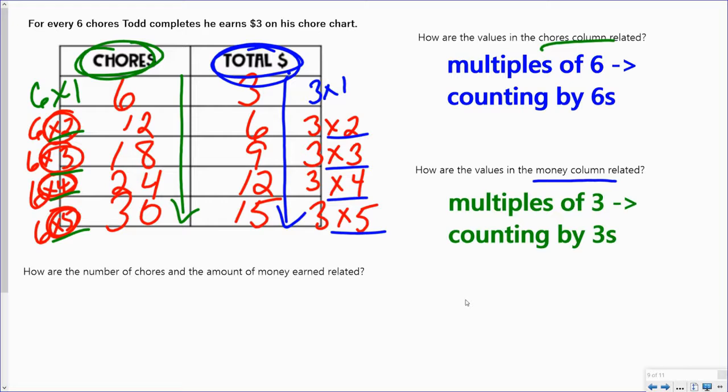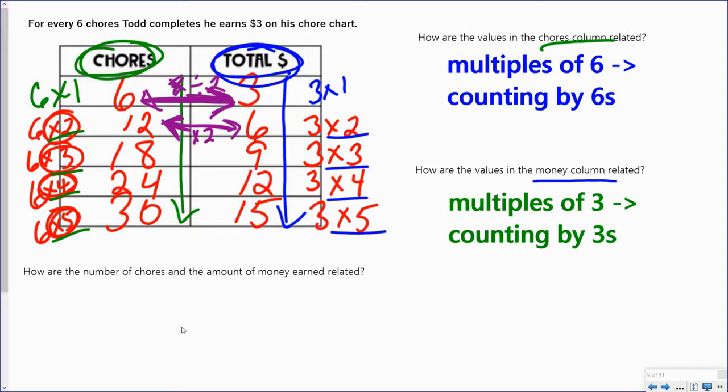And then here it says, how are the number of chores and the amount of money earned related? So when I do that, I'm going to look this way and compare these two numbers. And if you notice, if I go this direction, I am dividing by 2. And if I go this direction, from money to chores, I am multiplying by 2.